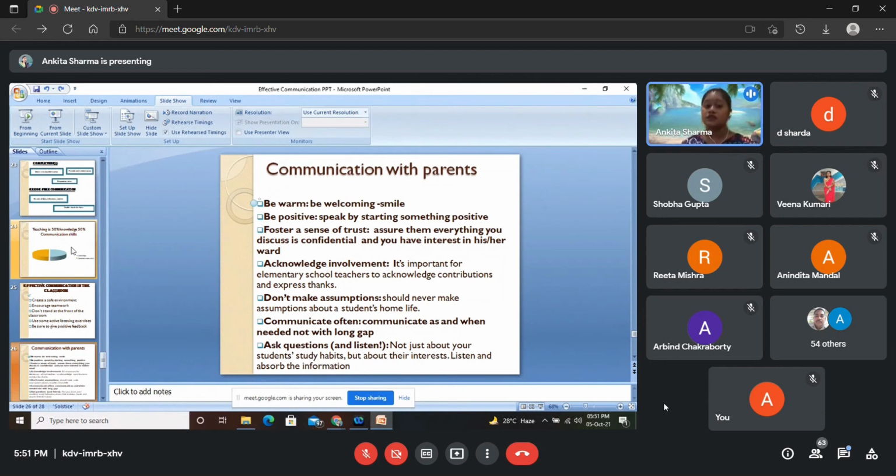The next is also very important, where we do not make assumptions about the child. Especially with what is happening in their home life, we should never assume anything about students' personal life. We should never assume that. This is also very important. And then is to communicate often. I think most of the teachers do. We have to communicate with the parents term wise, before the term ends. There is a requirement. We should call the parents to communicate about the child's performance.